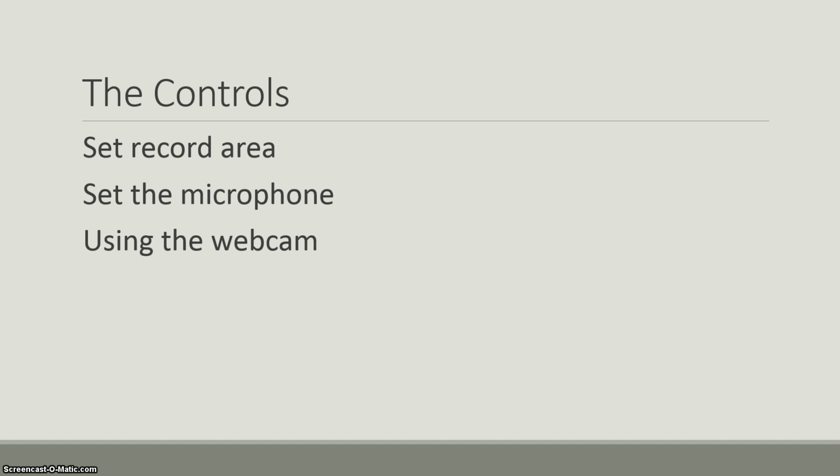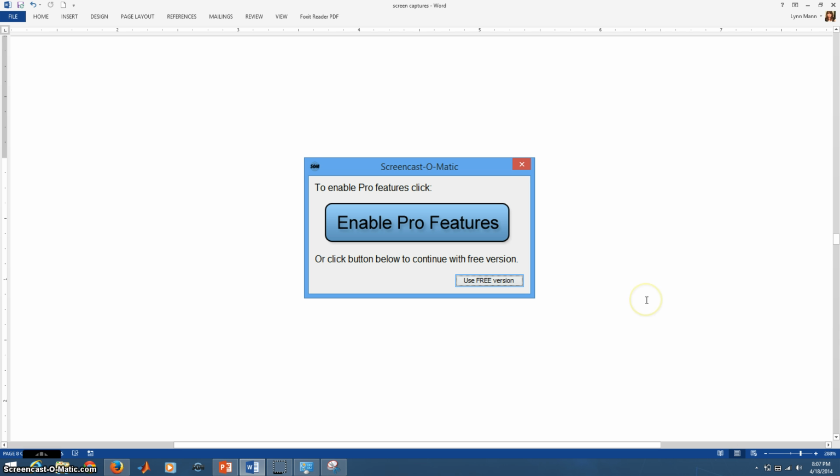But there's a problem. I can't show you the controls because they only pop up when I'm not recording. So to show you, I'll be using screen capture and pictures and discuss what each of the icons can do for you. When you first start up the Screencast-O-Matic program, you'll get this dialog box.